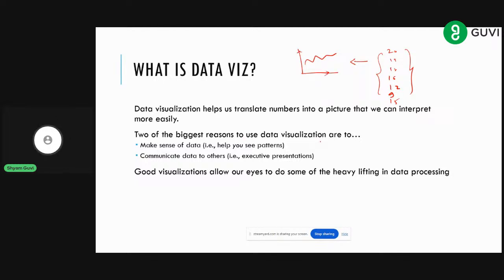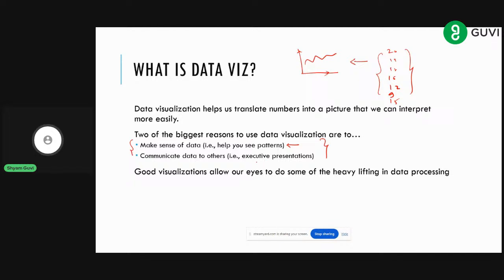A couple of reasons which are very important in data visualization: it helps you analyze the patterns, basically make sense of data. And the second is communication, or communicating insights to others. Because majority of the time you will be analyzing this data in isolation. Once you are done with the analysis, you might have developed some models, or you might have done some RCA.